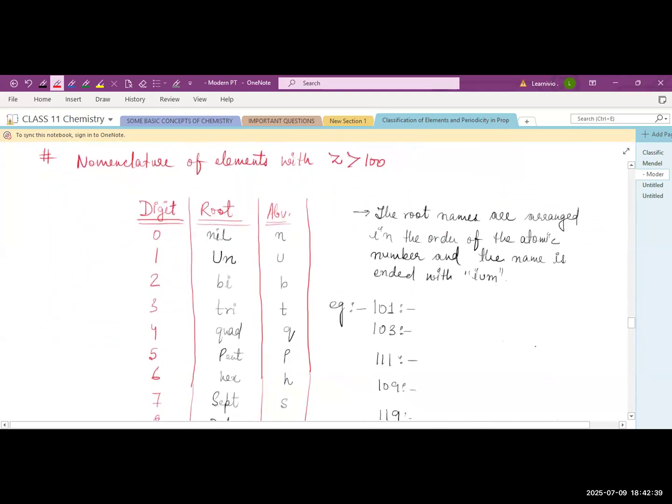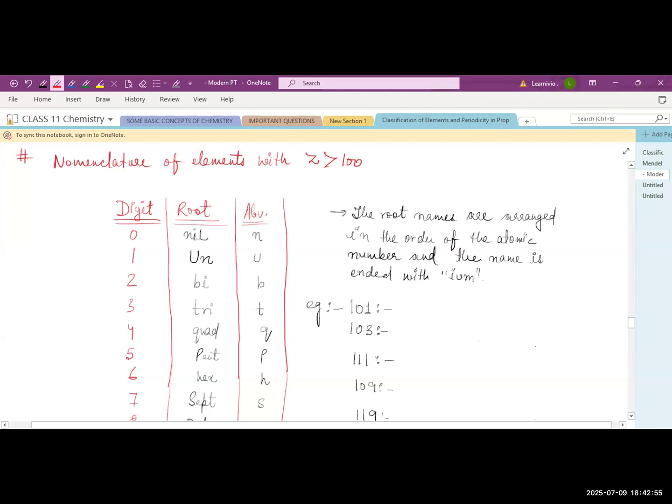Okay, the next topic is how to name the elements with atomic number greater than 100. अगर किसी का atomic number 100 से above है, तो how to write down the name of these elements? So nomenclature of elements with Z greater than 100. According to this, the name will be derived from the atomic number using root words. Root words have been given for different digits. We know 0 to 9 are known as digits, right?